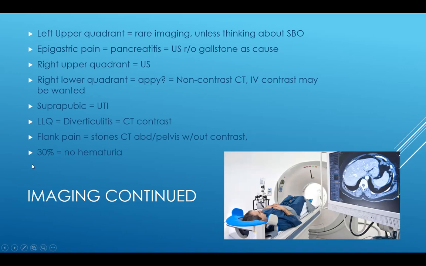And know this, of note, 30% of patients with a kidney stone will not have hematuria. So I've seen a lot of providers say, well, it can't be a stone, there's no blood in the urine. Well, 30% of the time you're going to get burned.